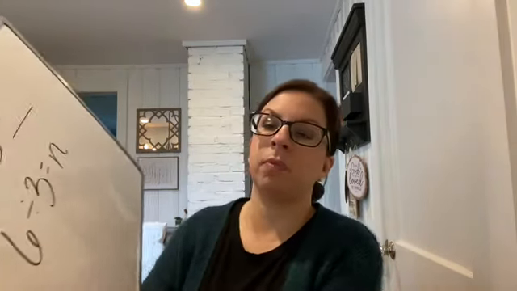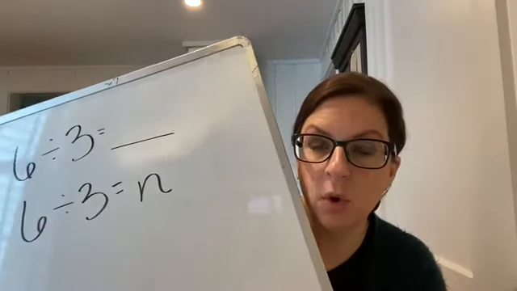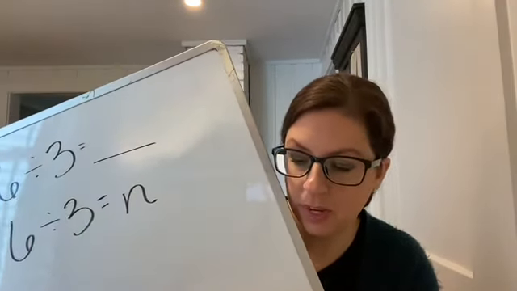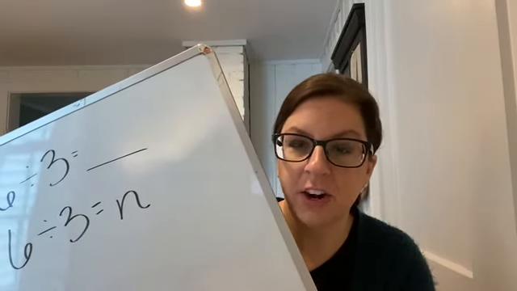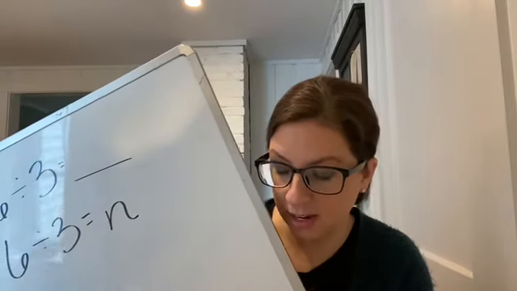So you could say 6 divided by 3 equals blank, or 6 divided by 3 equals n, n standing for the number that you don't know. Some people like to use the letter X. I don't like to use the letter X because it looks too much like a multiplication sign. So that is a number sentence. A number sentence has to have at least 2 numbers and an operation. What's an operation?